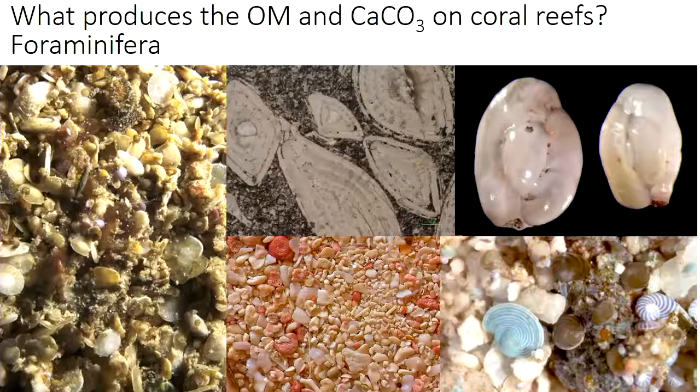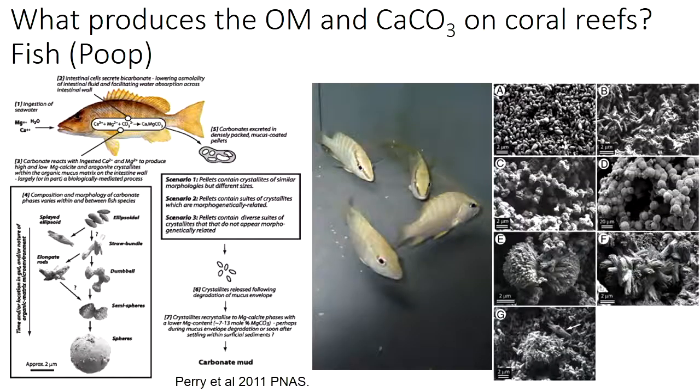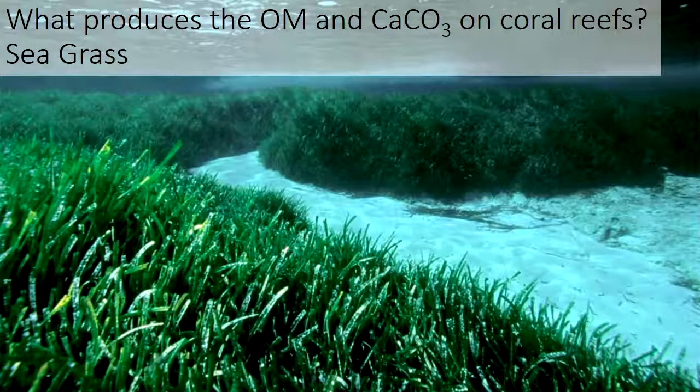You also have organisms called foraminifera. These produce calcium carbonate as well. Even fish. So fish can basically drink in seawater and they can poop out microcrystalline calcium carbonate. Okay. You also have things like seagrasses, so these tend to just produce organic matter.